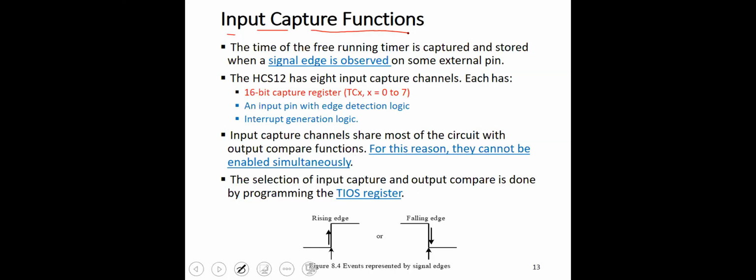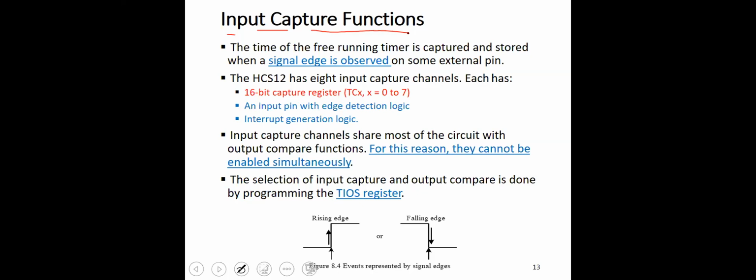We want to record the time at which this event occurred, which is basically represented as a falling edge or a rising edge. For example, this falling edge might be coming from a switch, from a sensor, or from another system. So we want to record that time for a certain purpose. In order to do that, this operation is basically called input capture. We want to capture the time for some input.